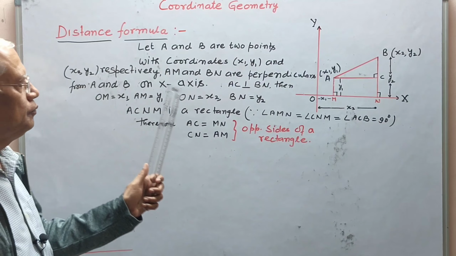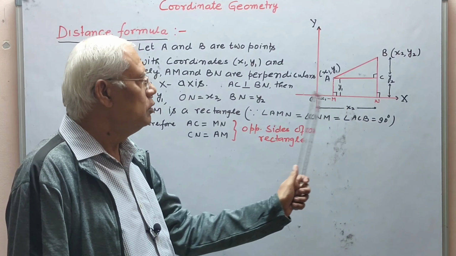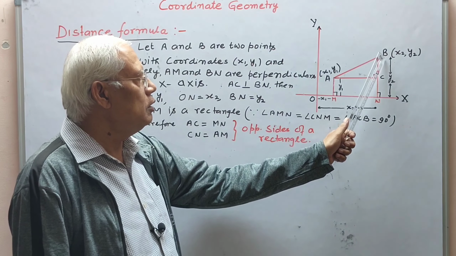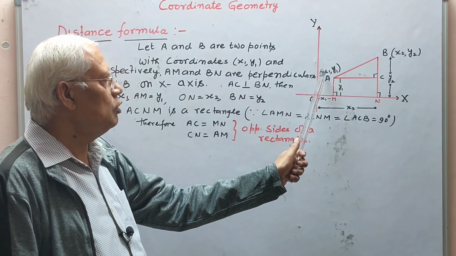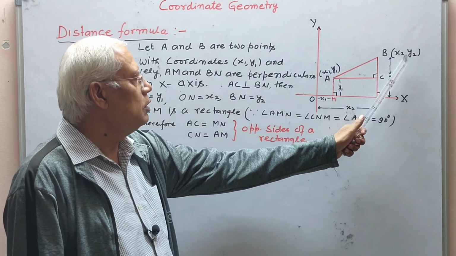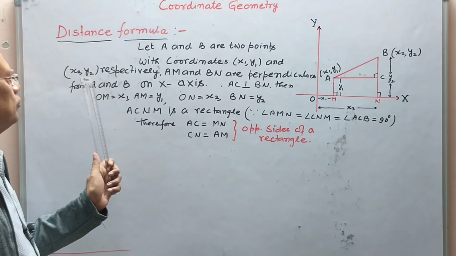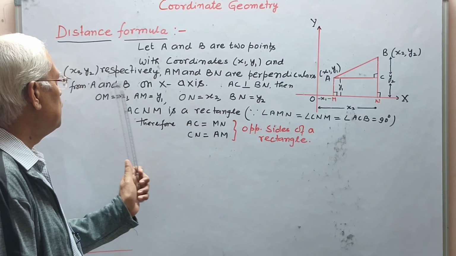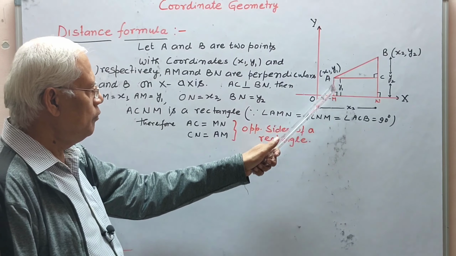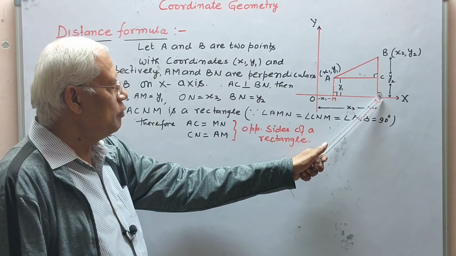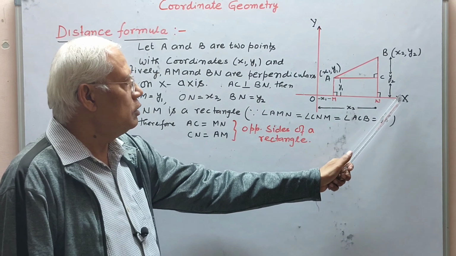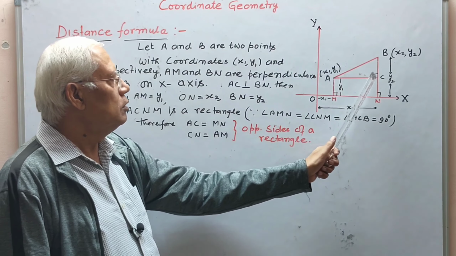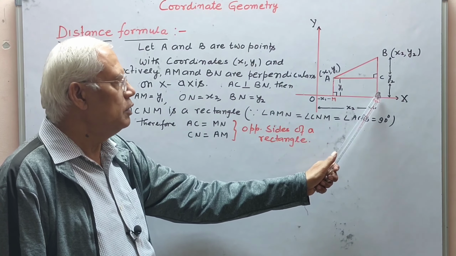Distance formula. OX and OY are coordinate axes. A and B are 2 points with coordinates (x1, y1) and (x2, y2) respectively. AM and BN are perpendiculars from A and B on the x-axis. And AC is perpendicular to BN.